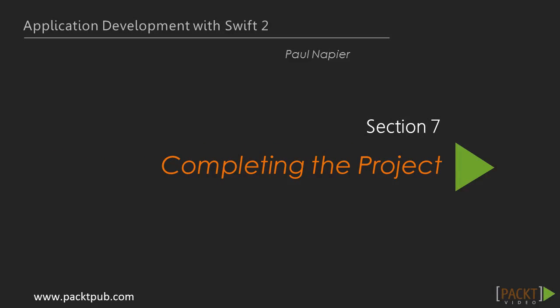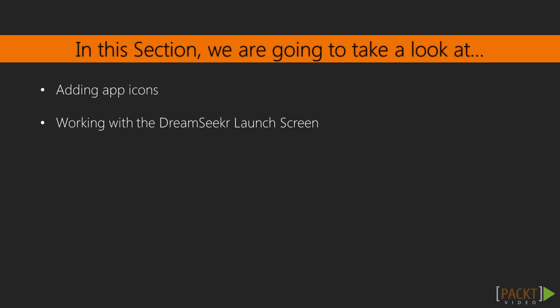Hello and welcome to Section 7, Completing the Project. In the previous section, we learned how to use UI Navigation Controller and to navigate around our application. In this section, we're going to look at how we can complete our project by adding app icons into it, and then by creating the Dream Seeker launch screen.